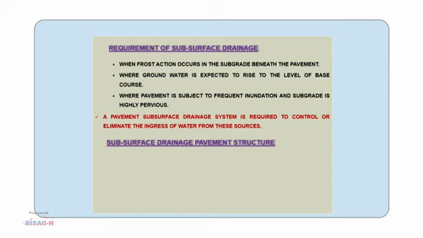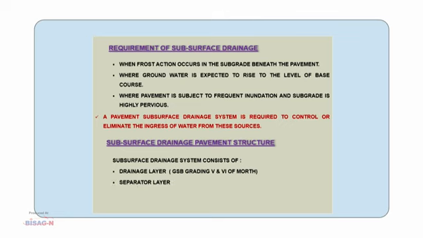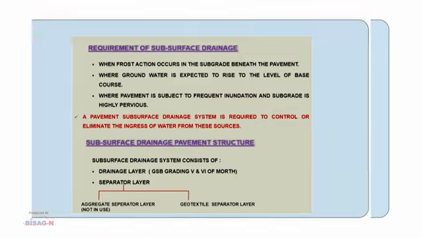Subsurface drainage pavement structures. While constructing the subsurface drainage system in pavements, there are some structural components. First is the drainage layer, where generally we provide the GSB layer. There are 6 types of GSB given. Generally in the drainage layer, grading 5 and 6 is provided. Second one is the separator layer. There are 2 types of separator layer. First is the aggregate separator layer, nowadays not in use. Second one is the geotextile separator layer.